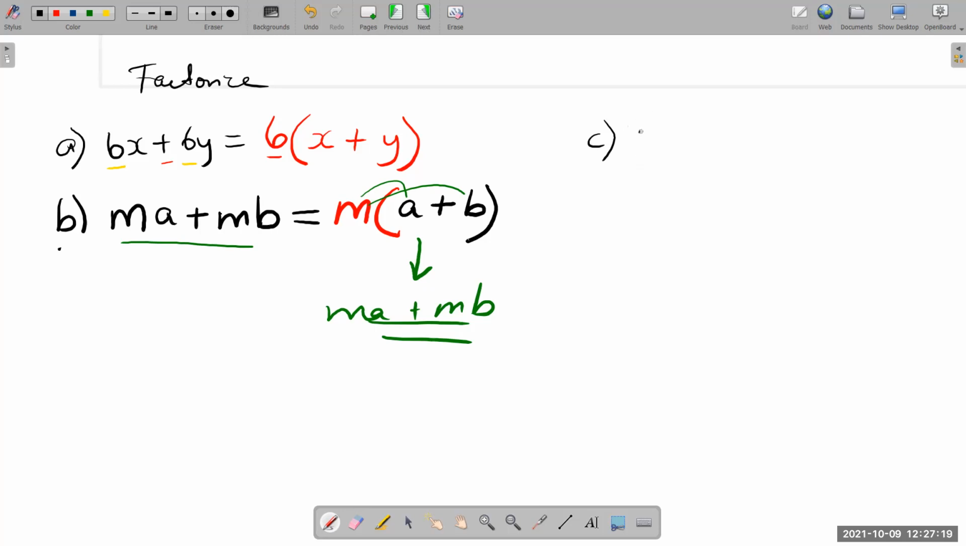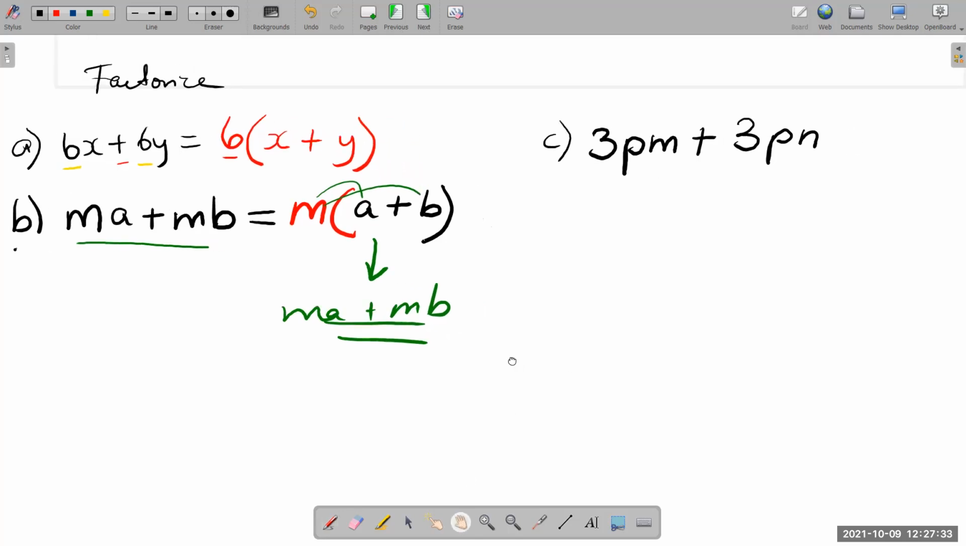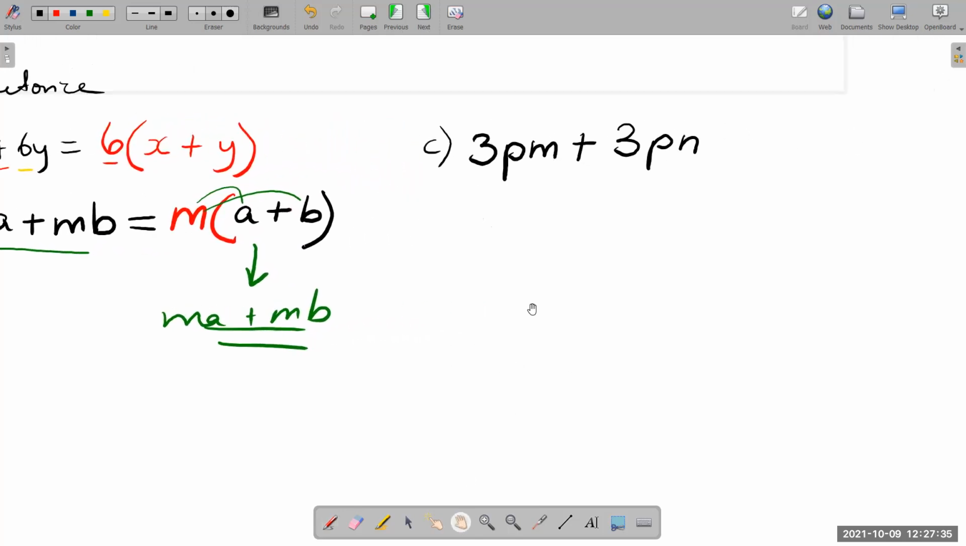So let's try now 3PM plus 3PN. When we look at this example, now we have to look at two things. We have to realize that we have two variables in the term and a coefficient. So we've got to look at all of that. Both are positive, so we don't have to worry about pulling out the positivity.